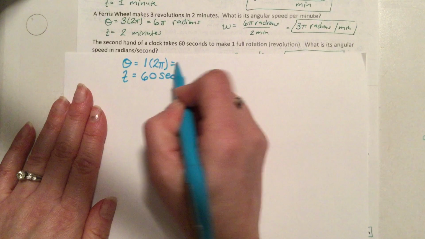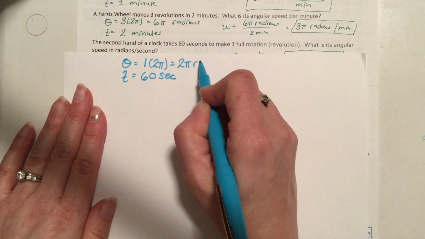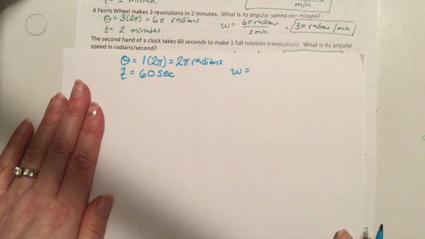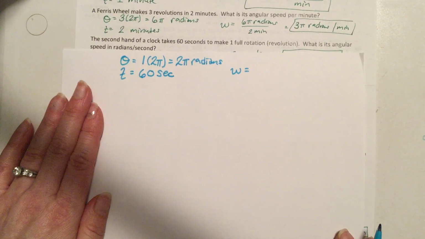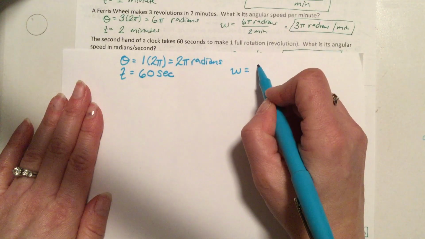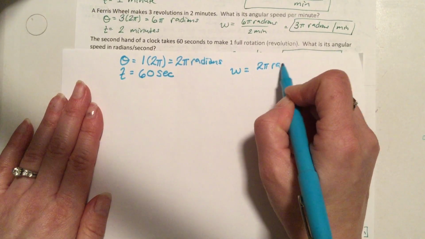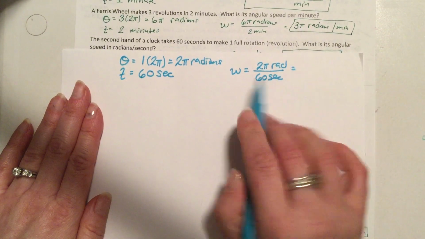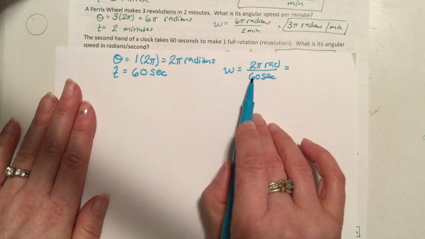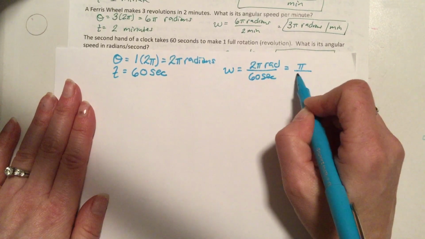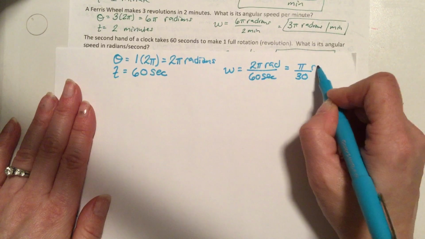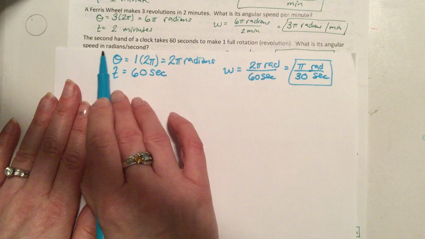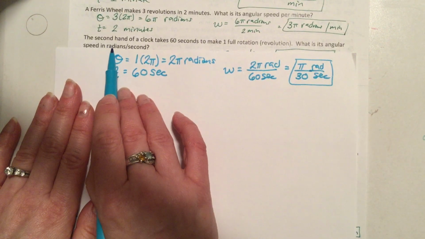When you make a full revolution, that is equivalent to 2 pi radians. Your angular speed, the speed at which the second hand rotates around the circle, is 2 pi radians, it's theta over time, 60 seconds. I can go ahead and reduce. 2 over 60 would be 1 over 30. So it's pi over 30 radians per second. And that's what they were asking for. What is the speed? You want the label radians per second.